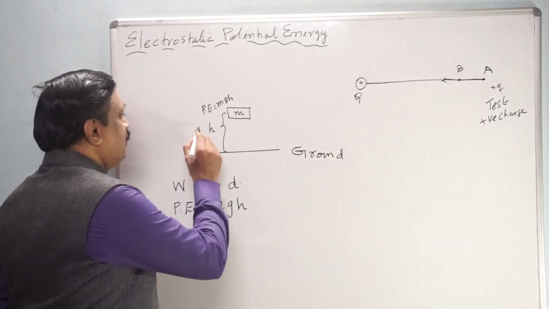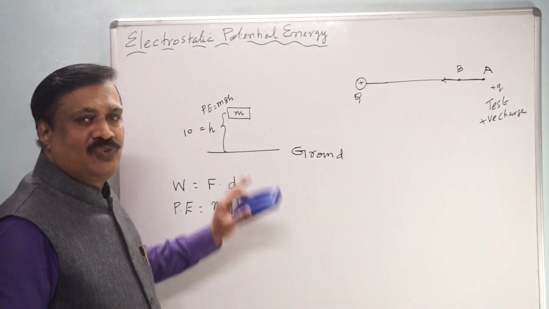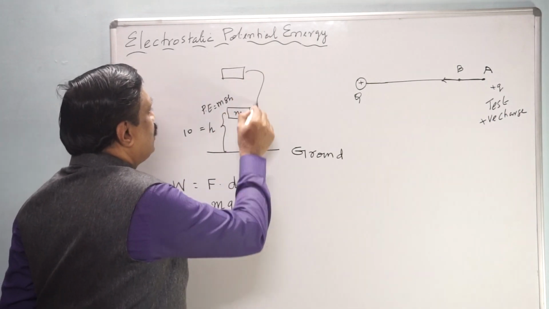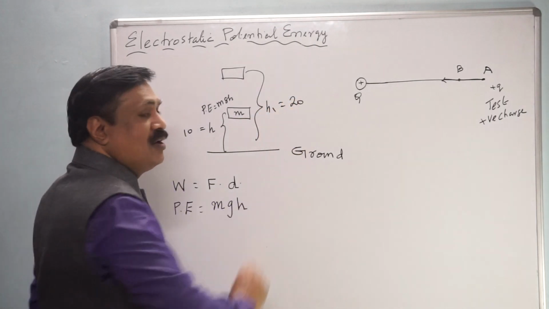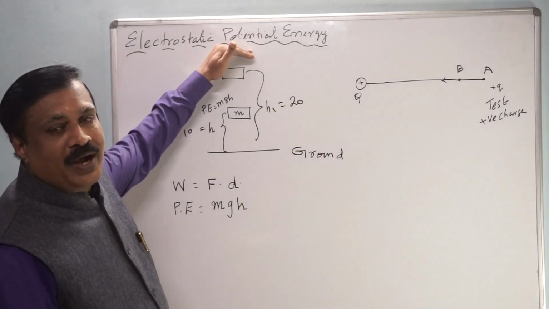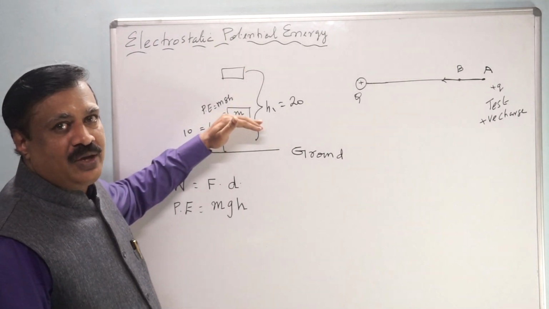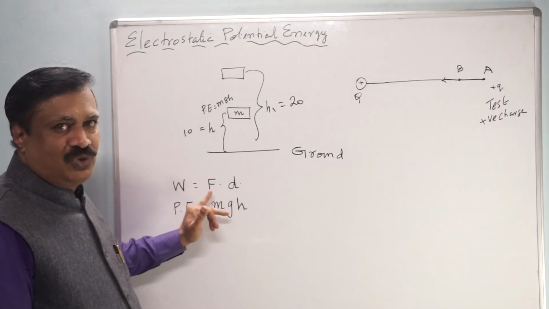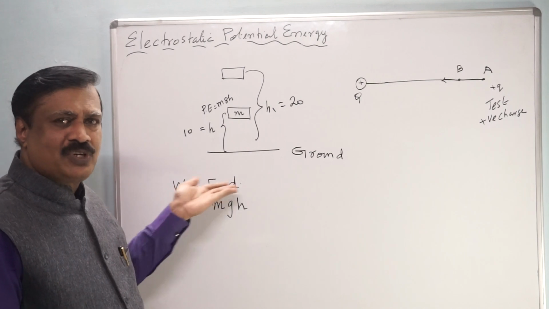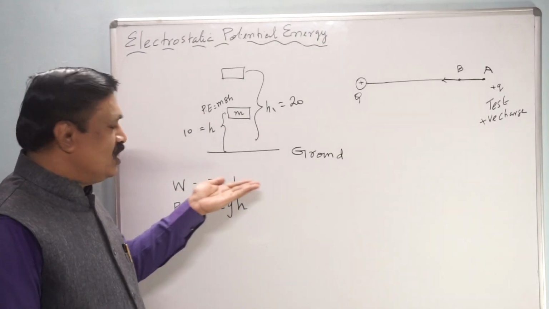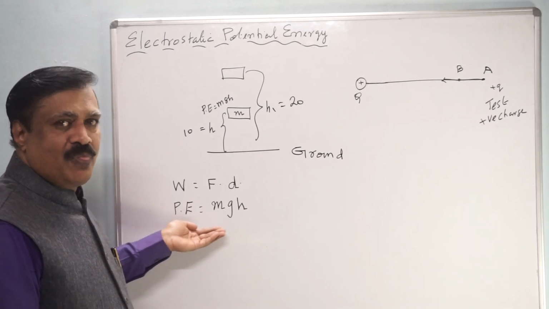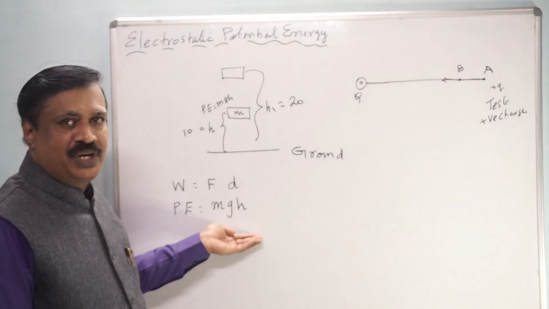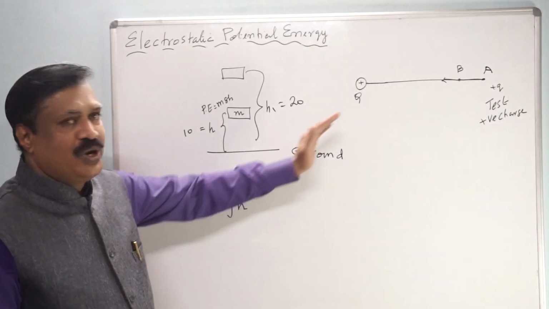For example, if h is 10 meters, then the potential energy is a certain amount. If you take it to 20 meters, that means h1 equals 20, then the potential energy will be more at this point compared to this point. Now W equals F into d, that means work done equals force into displacement or distance, depending upon whether you treat it as a vector or scalar quantity. Potential energy equals mass into acceleration due to gravity and h. Therefore, mgh is the potential energy. The similar concept we are going to apply here.